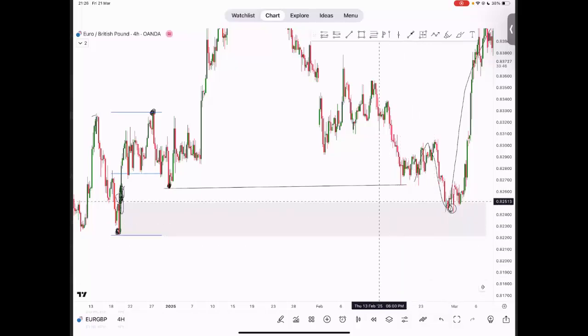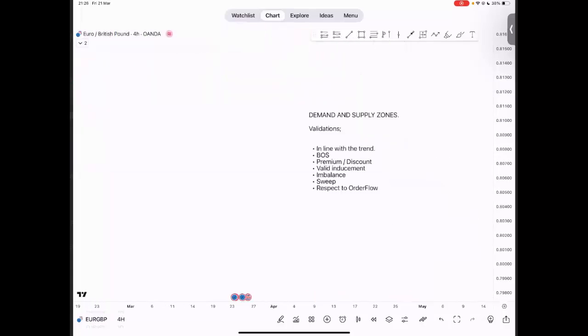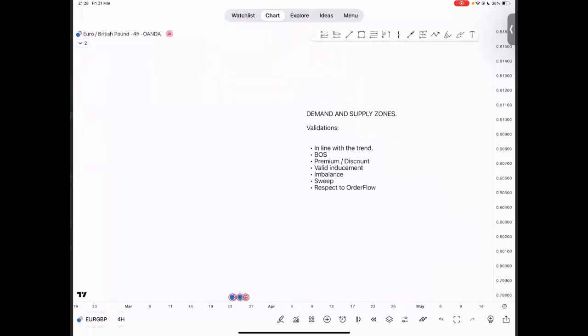Right? And then the next one we have here is the sweep. Now, price may not always sweep liquidity, but in cases when it does, sweeps are what?